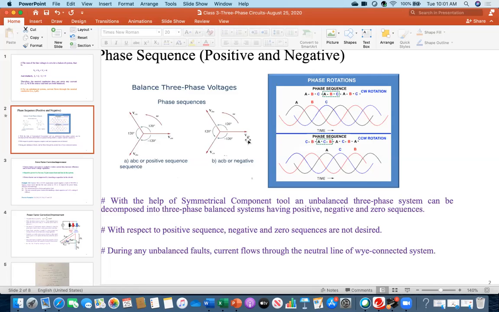In case of the ACB, first A, then minus 120 C, then another minus 120 B. This means the B phase is minus 240. But then if you go anti-clockwise, that is the direction of omega, then B phase is plus 120. So that's the difference. In ABC, B phase is minus 120, but in this system, B phase is plus 120. For ABC sequence, the C phase is plus 120, but for ACB, C phase is minus 120.